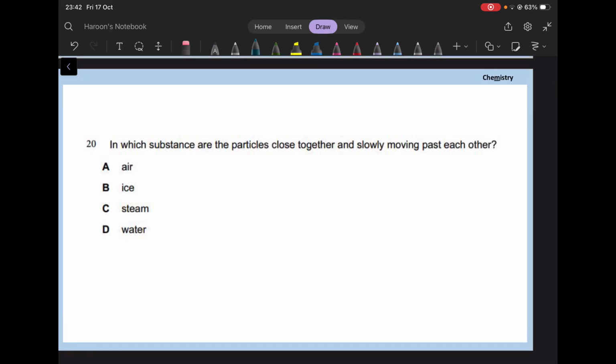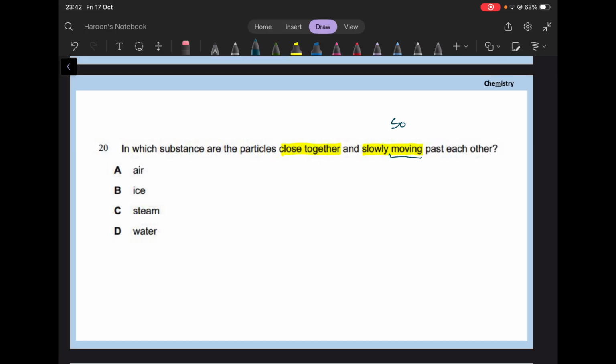In which substance are the particles close together and slowly moving past each other? So the first thing that we notice, moving, it can't be solids, right? Solids are already out. Why? Because particles in a solid don't really move. They only vibrate about their fixed positions, right? So slowly moving past each other is for liquids, right?